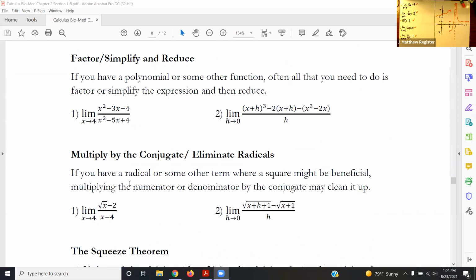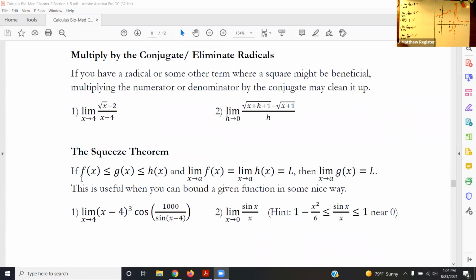The next one is to eliminate radicals. Often, the best approach to eliminate radicals is to multiply by the conjugate. We already saw one like that. With both of these, if you multiply by the conjugate, you're going to get the square roots disappearing. And so that's a very useful technique.